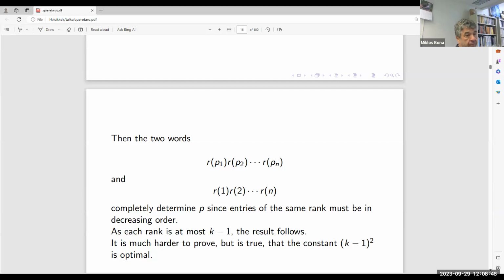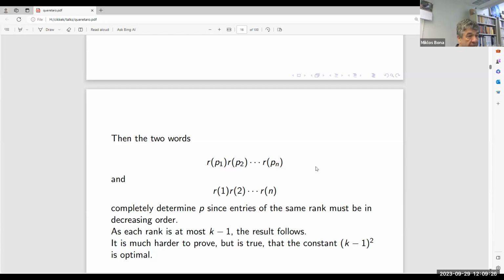So therefore, you look at these two words and you say, well, I know which entries are of rank 1. Let's say entries 1, 10, and 15 are the entries of rank 1. So I put them in decreasing order, 15, 10, 1. And then I look at the first word, and from that I figure out where these entries should be. Where are the number 1s in this word? So therefore, this pair of words completely determines your permutation, and the number of these pairs of words is at most (k minus 1) to the 2n.